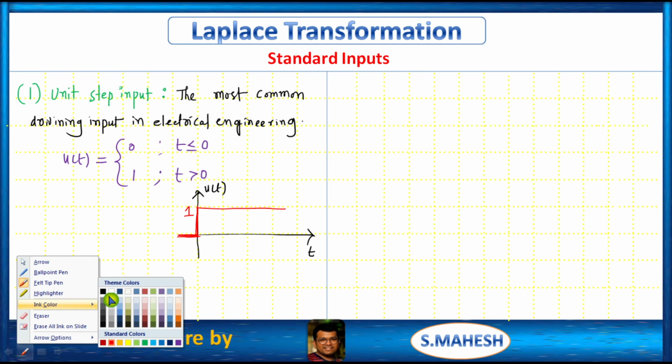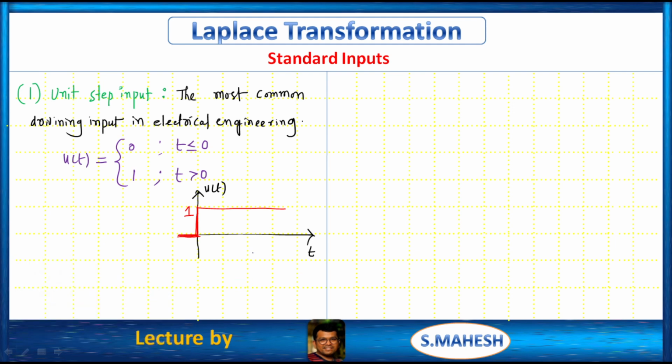So this is the value t more than 0. This is t which is equal to 0, right? This is t less than 0. This is the reason, right? This is about the representation of unit step function.